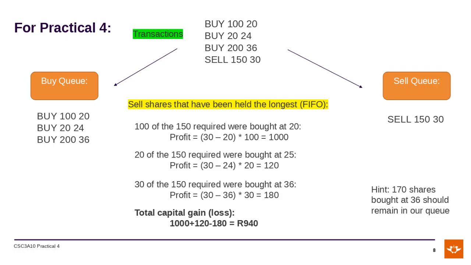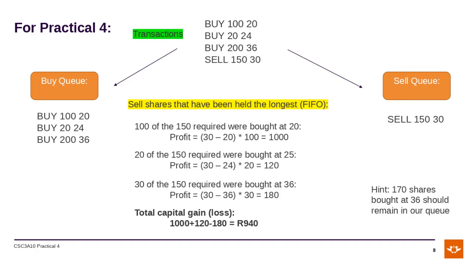Where do we get those 150 shares? Do we go to the 200 shares that we bought at 36 Rand? No, we want to sell the ones we've held on to the longest. So we go to the 100 shares we bought at 20 Rand. We want all of them, because we're trying to sell 150. We want all 100 of those to go towards our sale. We still haven't satisfied our sale. We still need 50 more.